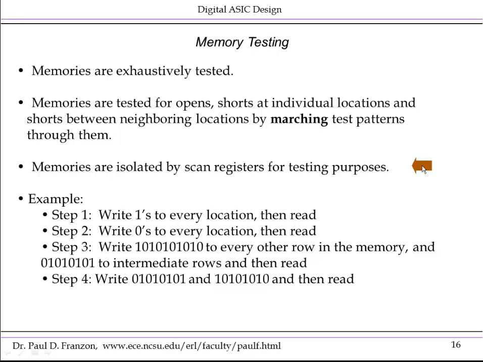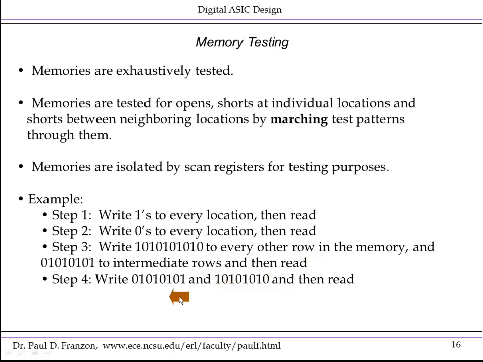So here's a simple example down the bottom here. Here we have 4 patterns that are marched into the memory. We first of all write ones to every location and then read. This is to detect stuck-at-zeros. We then write zeros to every location and then read each and every location. This is to detect stuck-at-ones. We then write in an alternating pattern, a checkerboard pattern of 1 0 in say the even rows and 0 1 in say the odd rows, and then read those out. This detects shorts between neighboring cells.